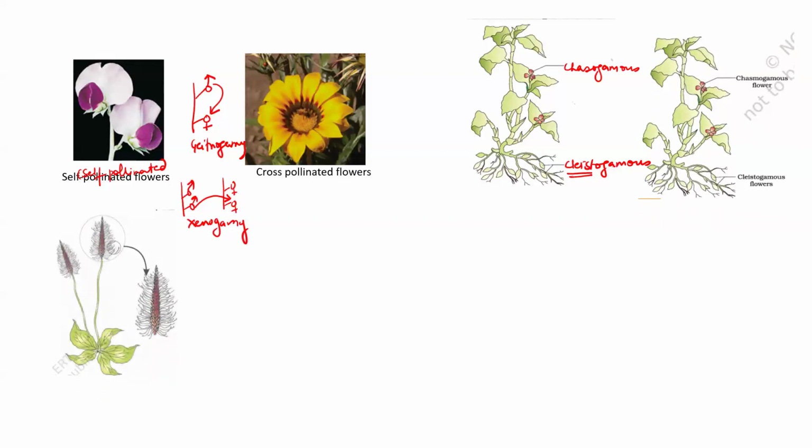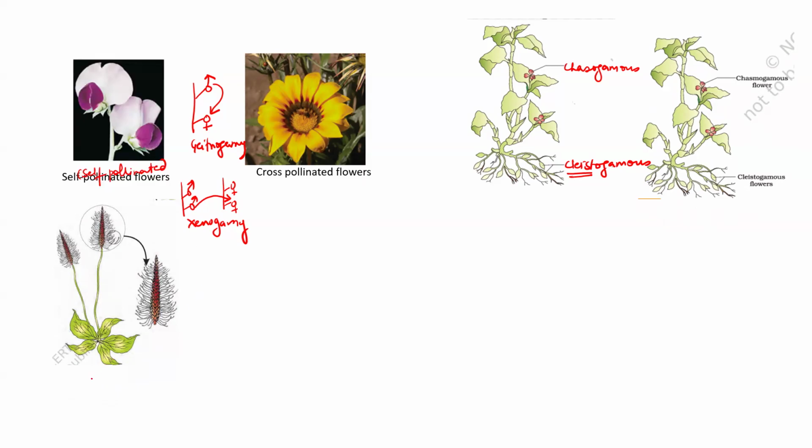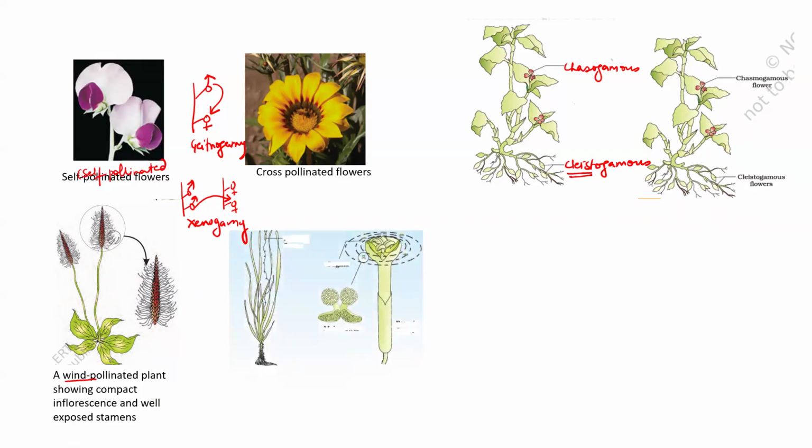Now see next, depending upon the agent. Here this is a diagram where the wind is used. See here, wind is used as an agent to transfer the pollen grain from anther to stigma. An example of wind pollination is generally seen in the grasses. It is mainly seen in the grasses. Is it clear?